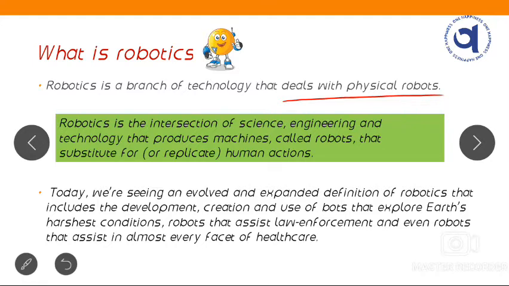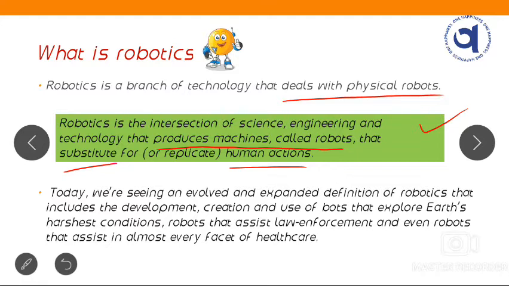Now let's go with a more defined way. This is the second definition you might have seen. It is a collaboration work. Robotics is an intersection of science, engineering, and technology, and basically it is a branch which produces machines called robots. Robots are machines, but they are different from a machine because there are a few components which make robots a more useful product. Basically robots are used for substituting human actions, so they can substitute human actions by performing tasks.